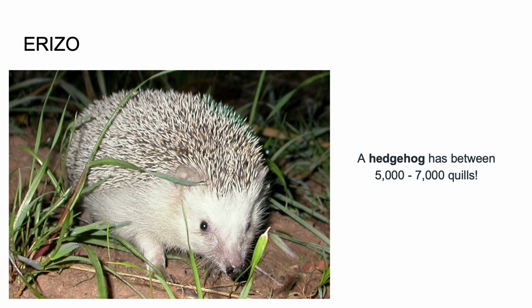Our next animal is erizo. This one's kind of tricky. Erizo. Okay? Erizo is the animal that you see here. So a fun fact is actually a hedgehog, because that's what that animal is, has between 5,000 and 7,000 quills. So if you look at that picture, those little spikes that are on his back, they can have up to 5,000 to 7,000 of those. Oh my goodness.